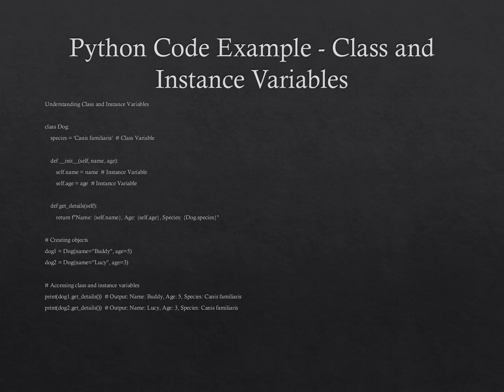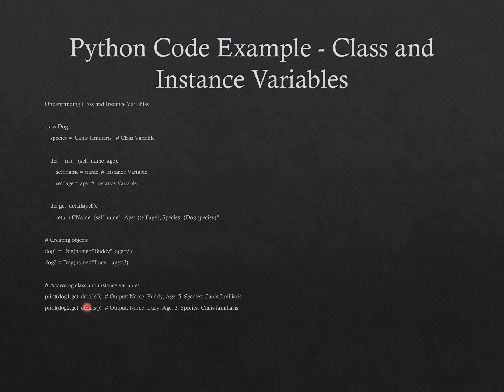Let's move ahead. Now here we'll explain what is a class and instance variable. There are two concepts, class variable and instance variable. As we saw earlier, we can see two instances or two objects being created here from the dog class, dog1 and dog2, and we have initialized these instance variables. Now accessing those instance variables as well as class variables, we can look at here.